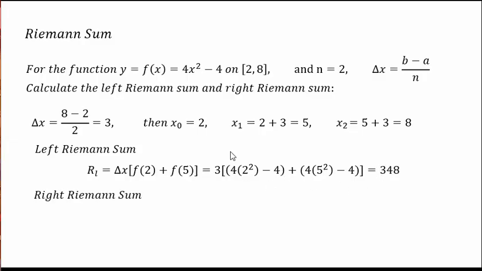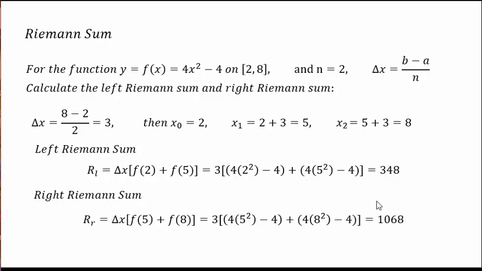Now to find the right Riemann sum, we once again take two intervals, but towards the right. So in this case, our intervals will be at 5 and 8. So we're left with delta x times f of 5 plus f of 8. And then we can simplify this to get 1068.